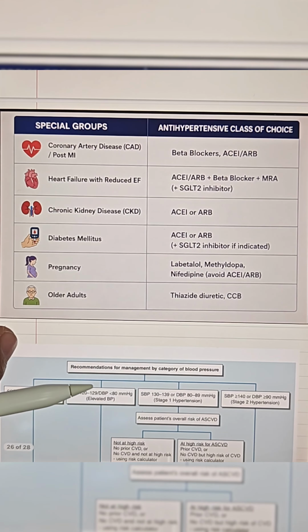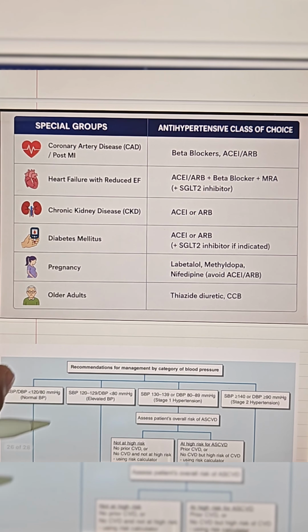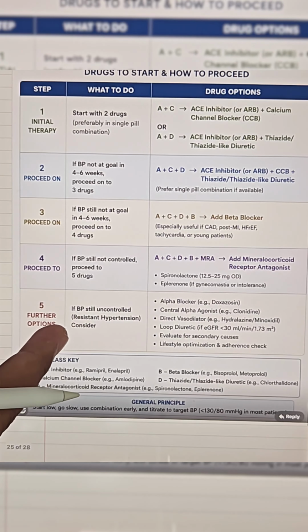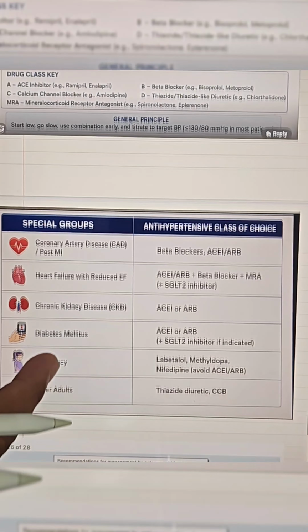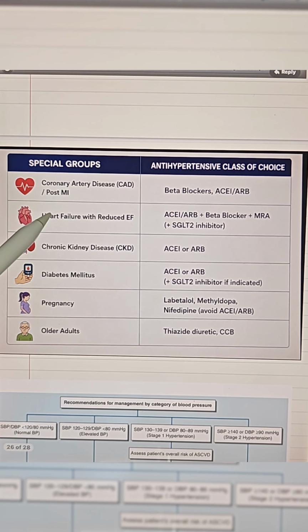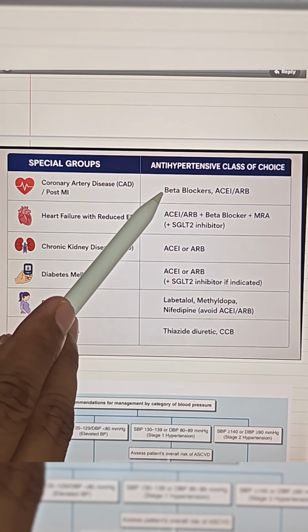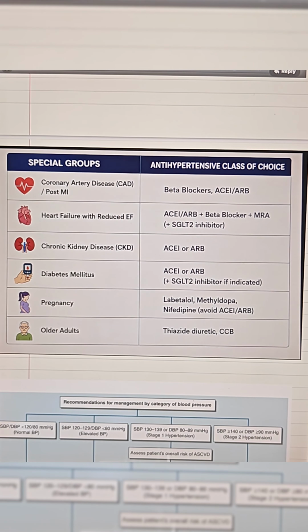Now there are some special groups in which the antihypertensive drug to be followed is different. Like this classification of 1 2 3 4 5, it is available for the patient who is not having any comorbidities and diagnosed with primary hypertension, so we can follow this. But if there are special groups such as we have discussed, the patient with the coronary artery disease or post MI, you have to prefer beta blocker along with ACE inhibitors and ARBs.